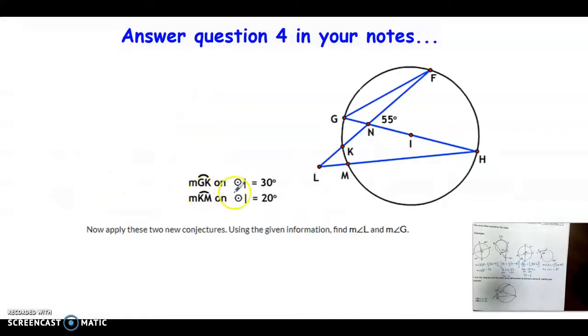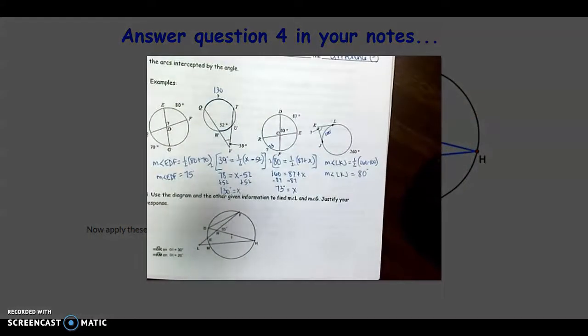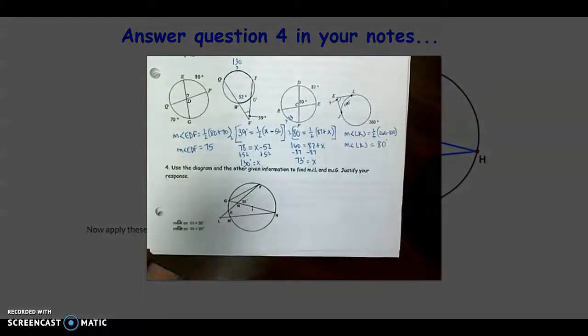All right, let's look at question 4 in our notes. And again, I'll just do that on the notes. It says to use the diagram and the other given information to find the measure of angle L and the measure of angle G and justify your response. That just means give a reason why you know that to be true.